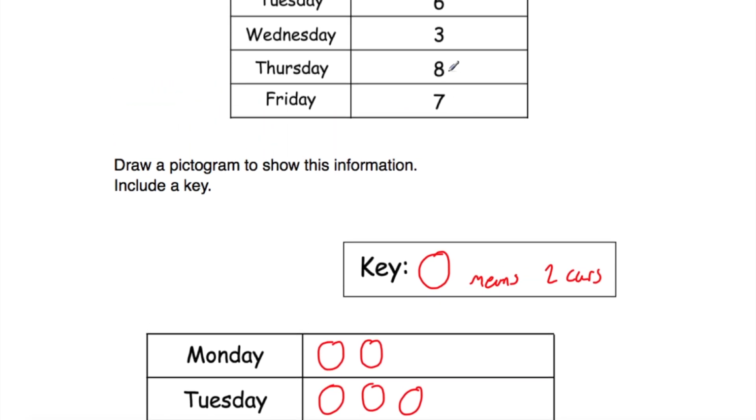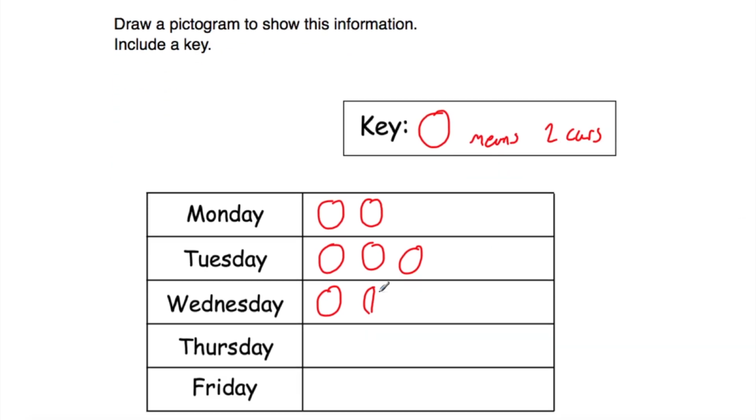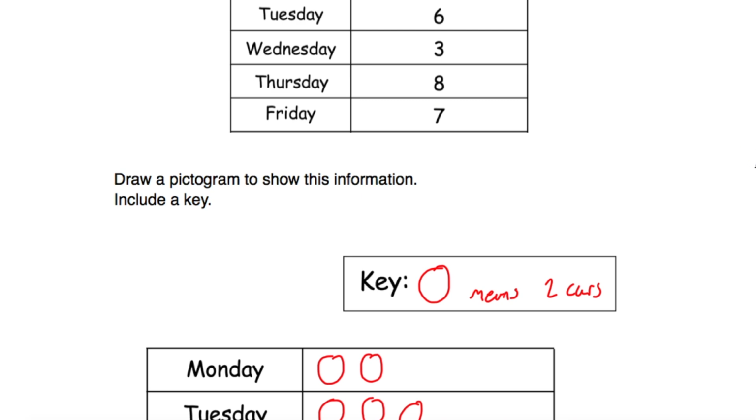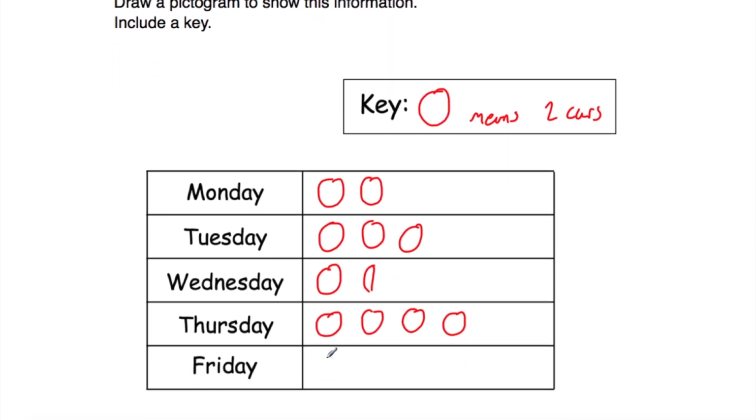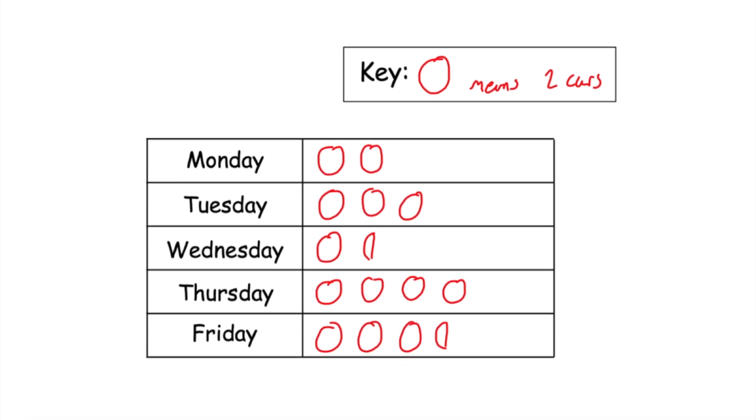Next, Thursday, that's 8 cars. Each circle is worth 2, so count up in 2s: 2, 4, 6, 8. That's 4 circles. In terms of Friday, 7 cars were sold, so it's 2, 4, 6, and now we need another 1 car, so it's a semicircle like so. And that's our pictogram. We've got our key and we've drawn the symbols for Monday, Tuesday, Wednesday, Thursday, and Friday. Okay, let's have a look at our next question.